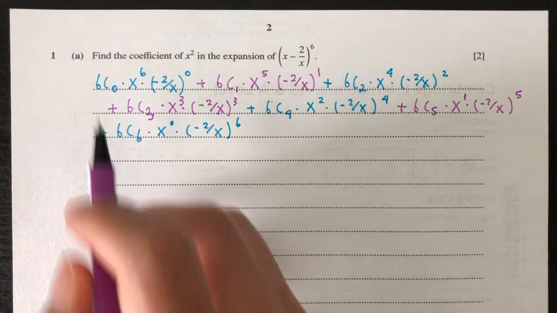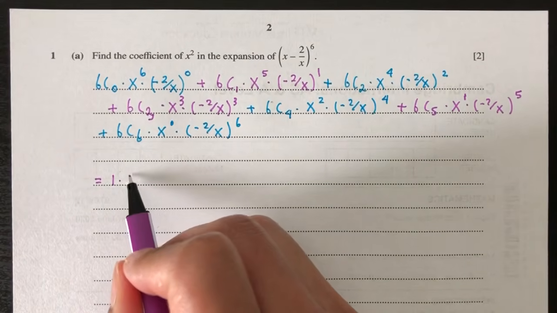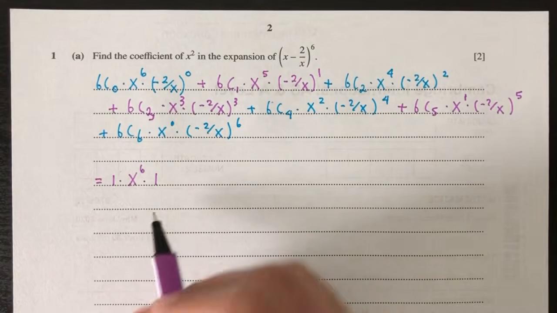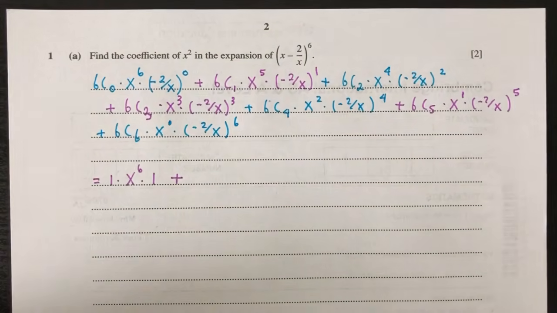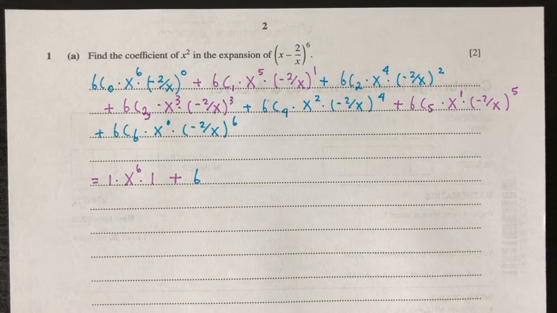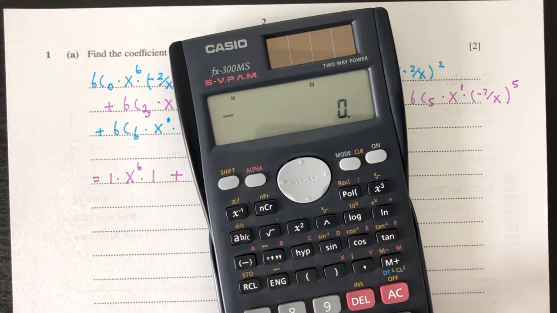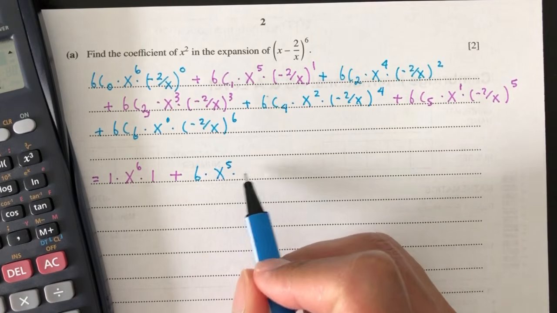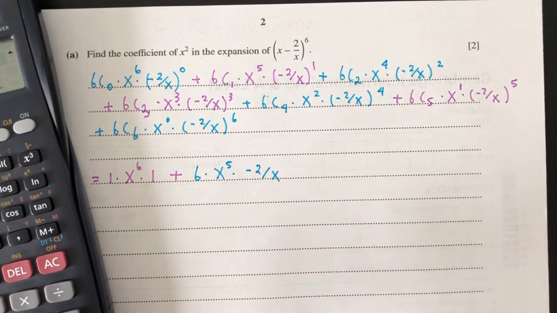The first term is 6 choose 0, which is 1, times x power 6, and anything power 0 will be 1, right? Now plus, what is 6 choose 1? It is 6. You can always use your calculator to verify. So 6 choose 1 will be 6, right? 6 times x power 5, and then minus 2 over x.